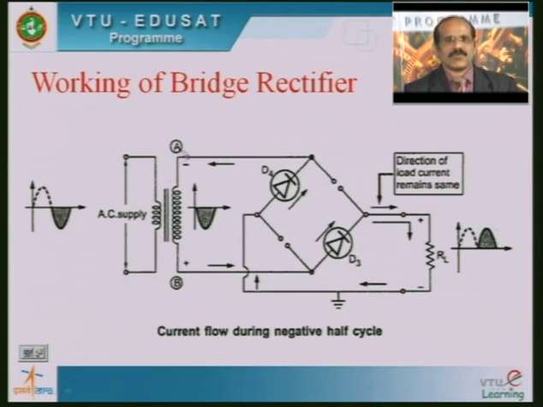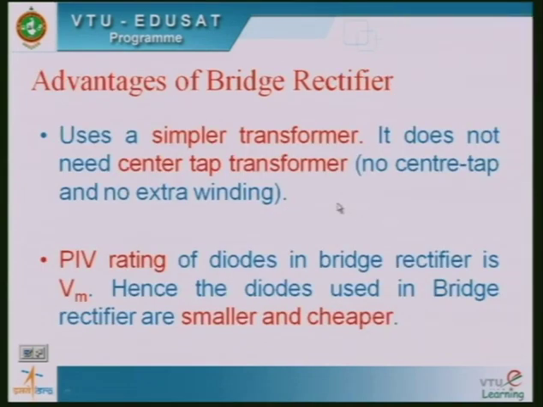So once again, at this point terminal A has a negative potential with reference to terminal B. Accordingly, D3 and D4 will be forward biased, whereas D1 and D2 will be reverse biased. Once again the load terminals are connected to the source terminals through the conducting diodes D3 and D4, and therefore the output follows the input here. That's what we are getting here.